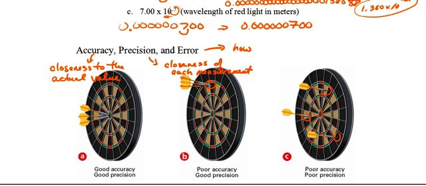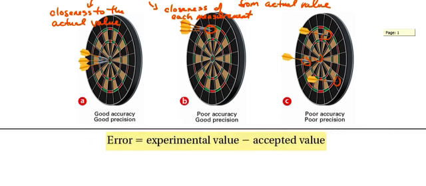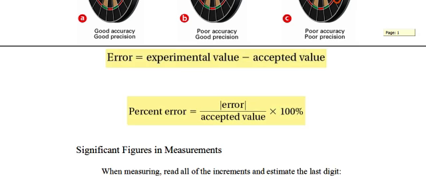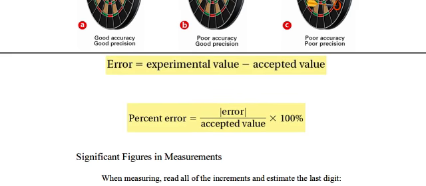So we'll just go ahead and write that in. How far measurements are from the actual value. Alright, so that's the difference between accuracy and precision, and then of course error is thrown in there as well. As we scroll down to the next page, here are some equations for you to think about.